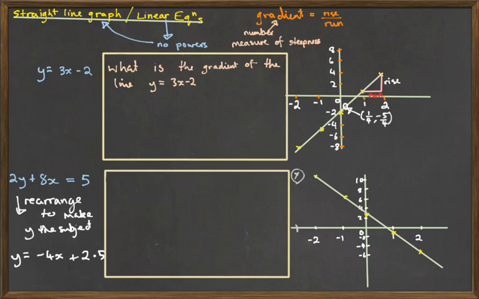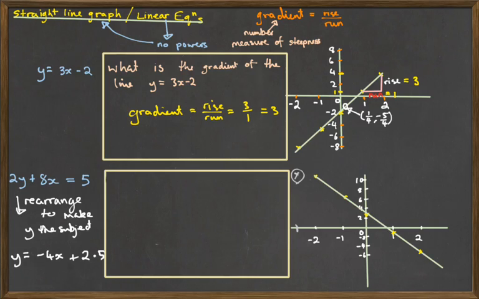Okay, we know what the rise is because it goes from the height, it goes from 1 to 4, so the rise is 3. The run goes from 1 to 2, so the run is just 1. So the gradient is equal to the rise over run, which is equal to 3 divided by 1, which is equal to 3. So the gradient is 3.